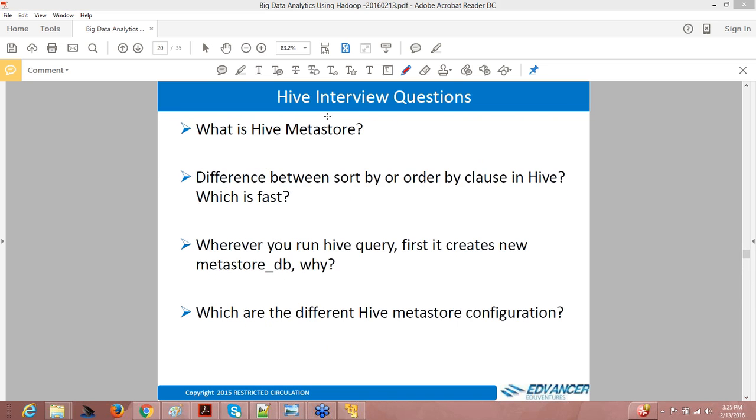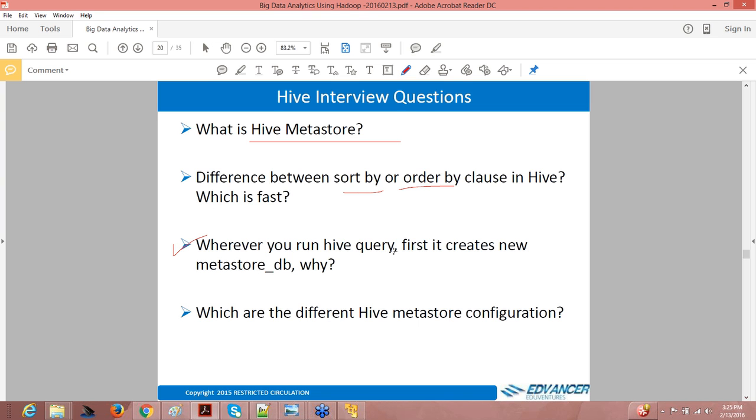So these are some of the interview questions on Hive. What is the Hive Metastore, and what's the difference between the sort by and order by clauses in Hive? If you join the course, we will be sharing more details. One line answer: sort by does the sorting per reducer, while order by enables global sorting, so all the records will be assigned to one reducer and the entire data will be sorted.